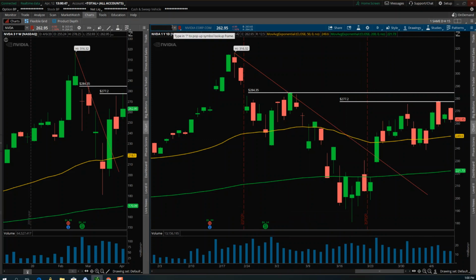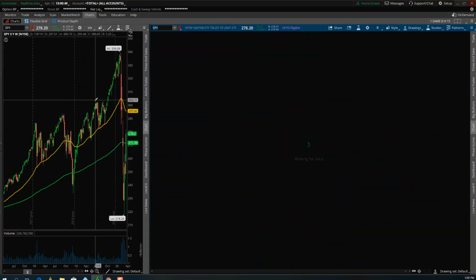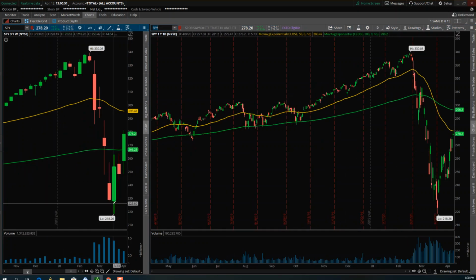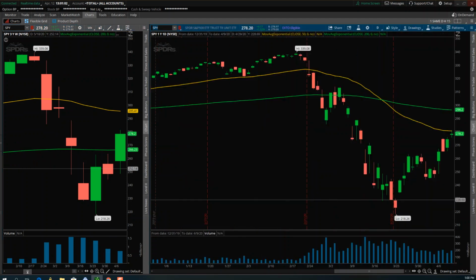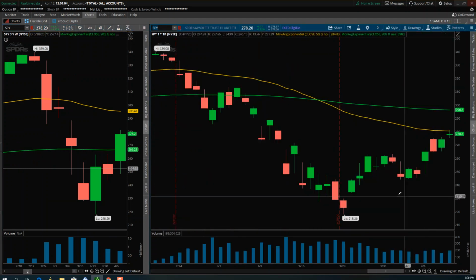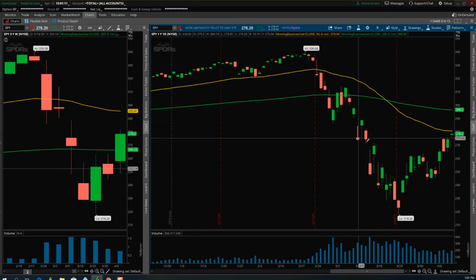Let's talk about SPY. Okay, it all the way moved down, closed above the 200 weekly moving average. That's nice. Okay, let's look at the daily chart, which should give us a little bit better insight into what's happening. So we did move up in the past 2 to 3 weeks.